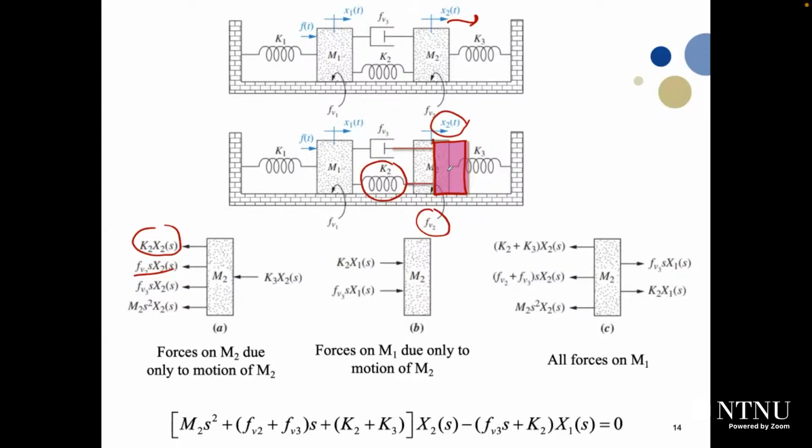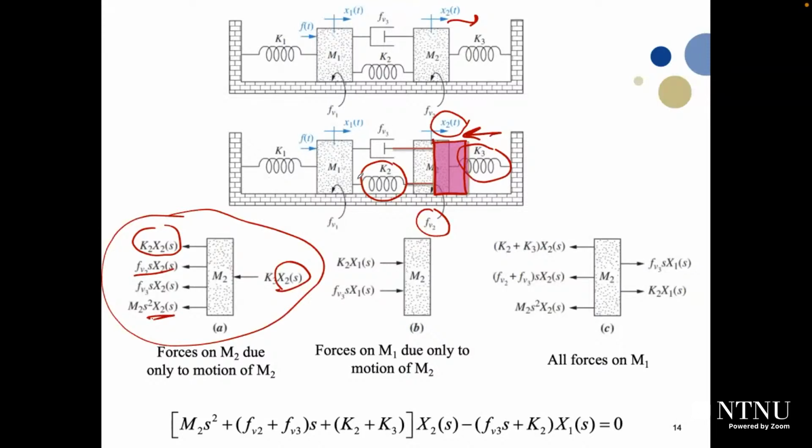M itself, it will generate a force proportional to the acceleration of M2. So it will be M2 multiplied by S squared X2 of S. All those forces will act in the opposite direction. In fact, also K3 here will try to resist this movement to the right. So it will generate a force acting in the opposite direction, to the left-hand side. This force will be K3, proportional to the displacement. It will be K3 multiplied by X2 of S. So those are all forces acting on M2 when we are holding M1 stand still.